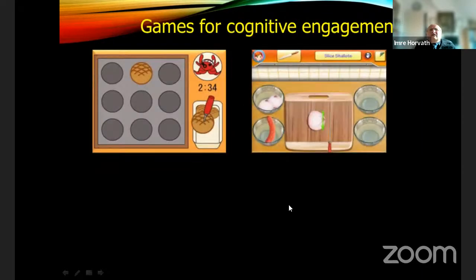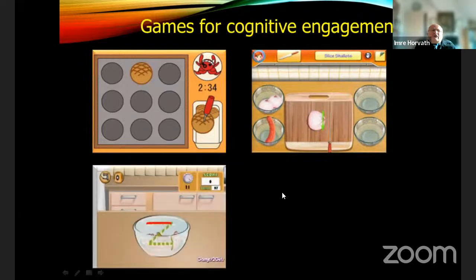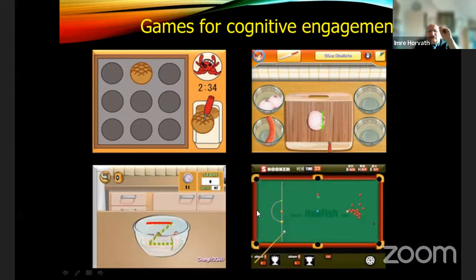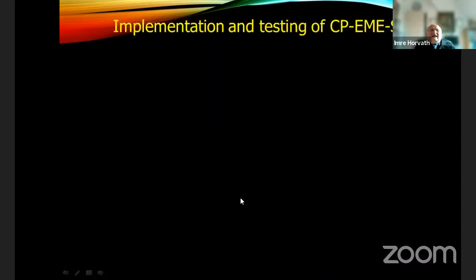For the cognitive engagement, we use different games. These were projected on the screen, and obviously solving the cognitive challenge was an indicator of the cognitive engagement of the person, and paying attention to the details which were out there were indicators of the perceptive engagement.